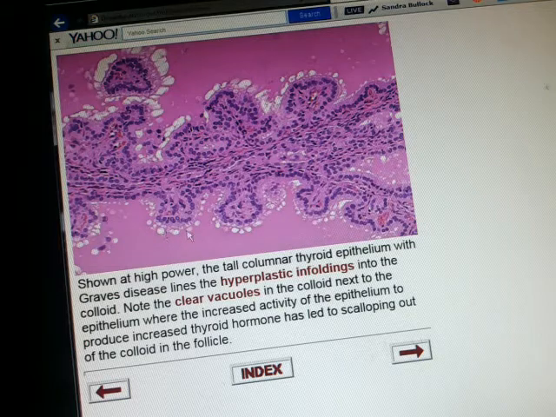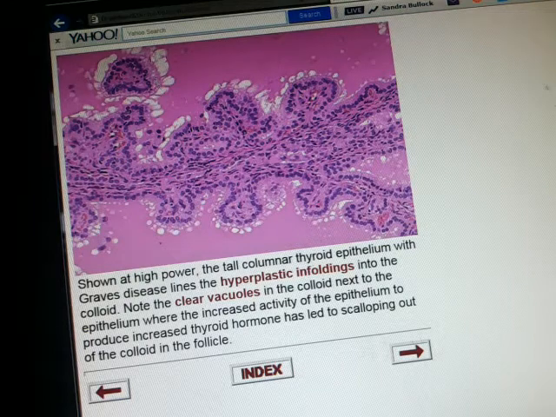These small vesicles within the colloid mean that this is a hyperthyroid state, known as scalloping of colloid. Scalloping of colloid means that these follicular cells consume the adjacent colloid to produce more thyroid hormones, leading to formation of these vesicles.